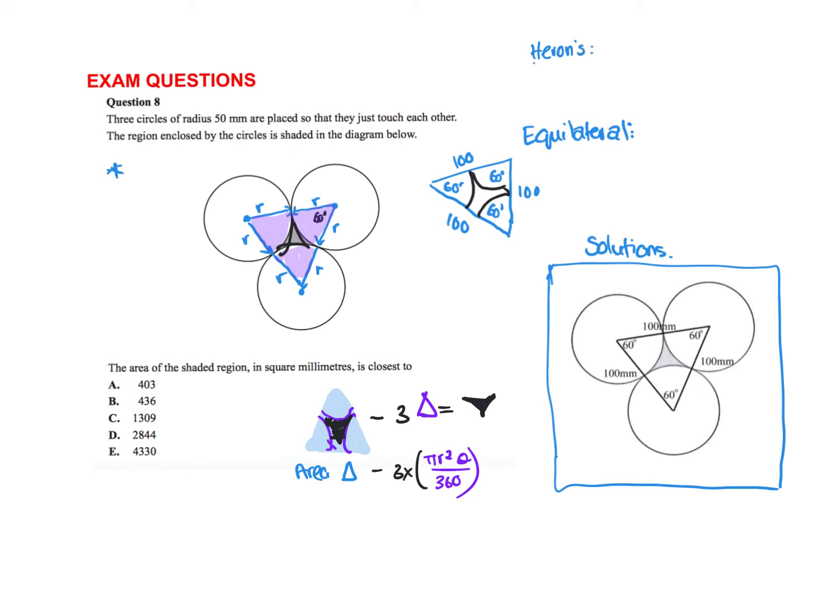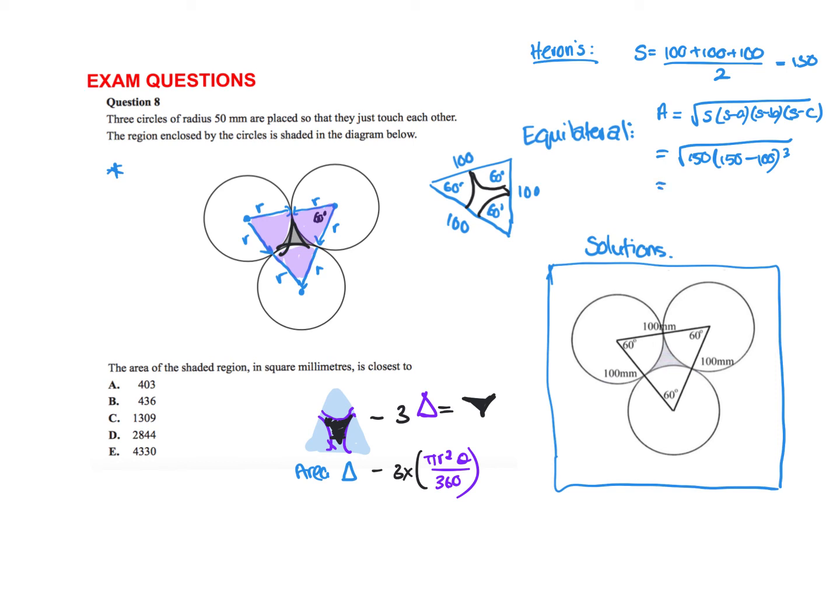So Heron's, remember you need to find S first. S is when you add up all the sides and you divide by 2, and you end up with 150. Then its formula, remember, is S times S minus each of the sides. So in the end, area will be the square root of 150 times 150 minus the sides, and you do that 3 times. So I'm going to just cheat and put cube there, but that's the same thing.